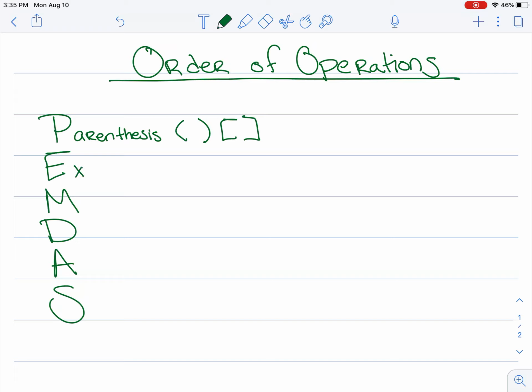Our E stands for exponents. An exponent is this little number that's up in the top. So I did that with an E and an X, and I'll show you what it looks like with numbers. So like 2 to the 4th.